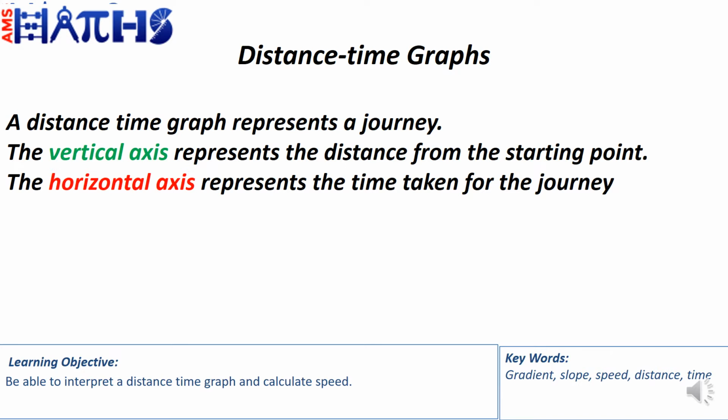So if I just make a little sketch, this is my x-axis or my horizontal axis, and it will always represent time when we're looking at a distance time graph. And the vertical axis, which is my y-axis, will always represent distance. So whenever we have a distance time graph, distance is on the vertical axis and time is on the horizontal axis.